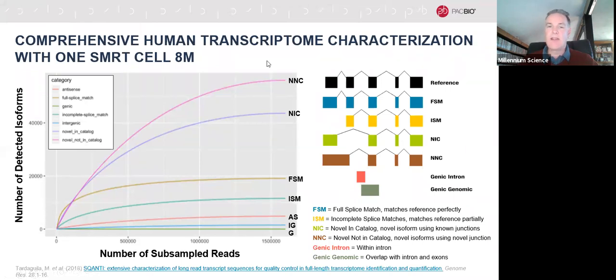But alternatively too, you get a lot of other things. You're getting all the alternatively spliced, so-called incomplete splice matches, and some novel splice matches that may have been recognized before, so they're in the catalog, but it's also finding a lot of completely novel isoforms that hadn't so far been characterized. And this is just an example of the number of reads compared to the number of detected isoforms that you see, which just demonstrates the power and accuracy of the HiFi sequencing and what you can do with that kind of data.